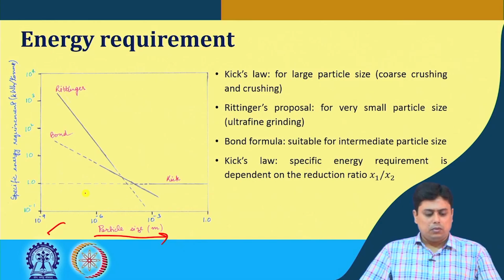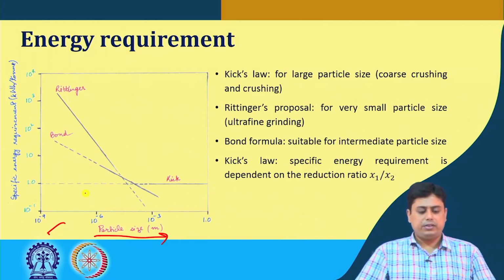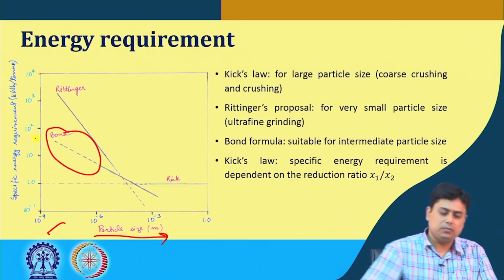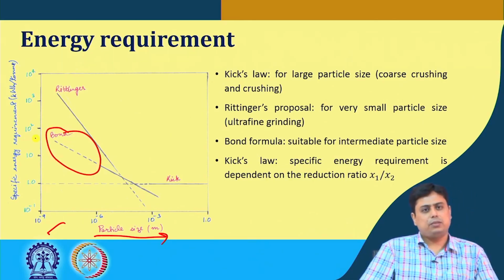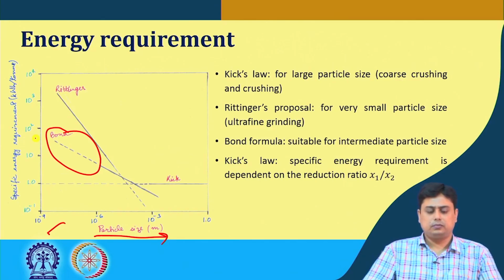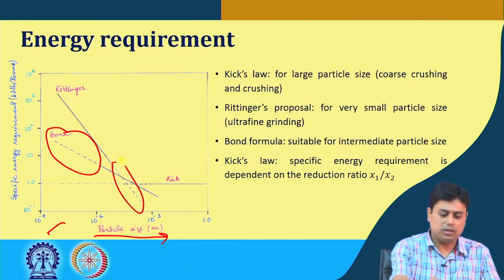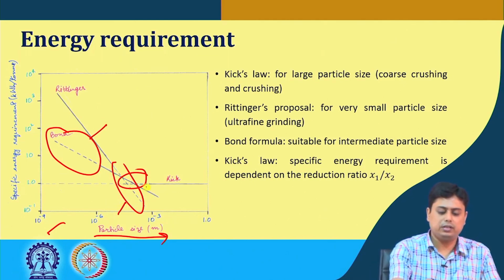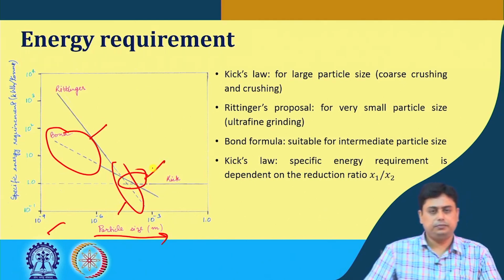Now, here we can see one interesting point: these dashed portions are the extrapolated ones. All the dashed portions are basically extrapolated. So, this is for the Bond's law, this extrapolation was on Rittinger's, and this one was for Kick's.